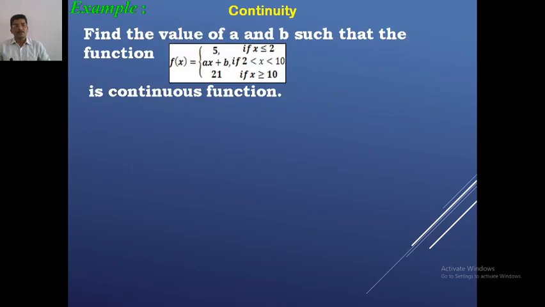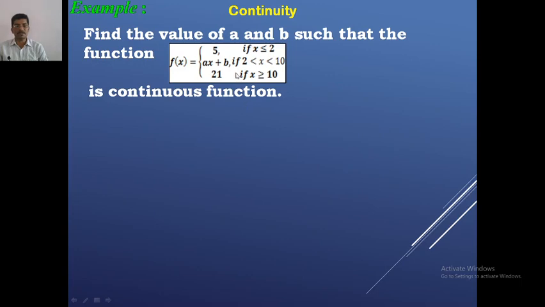One more problem, the last one. Find the values of a and b such that the function given by f of x is equal to 5 if x is less than 2, and its value is equal to ax plus b if x is greater than 2 and less than 10, and its value is equal to 21 if x is greater than 10, is a continuous function. We are given that the function f of x is continuous.